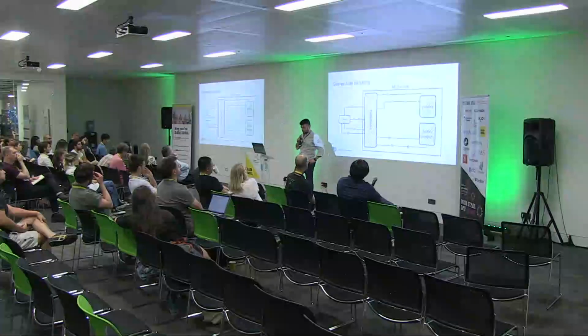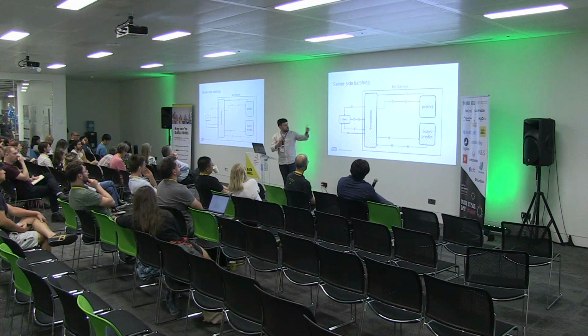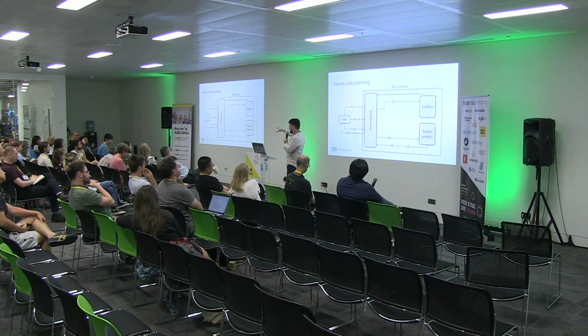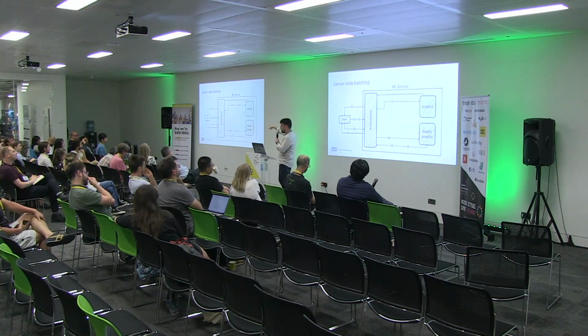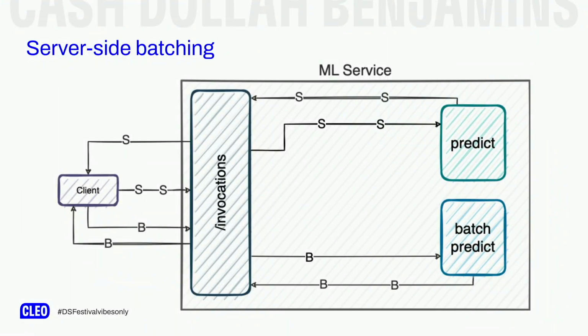It is called server-side batching. So basically, this is the common situation before the adoption of the server-side batching. There is a client that can do both single request and batch request to the ML service. As you can see, the two paths are completely separated. I mean, single predictions are routed to predict, single responses go to the client. The same is also true for the batches, but with batch predict.